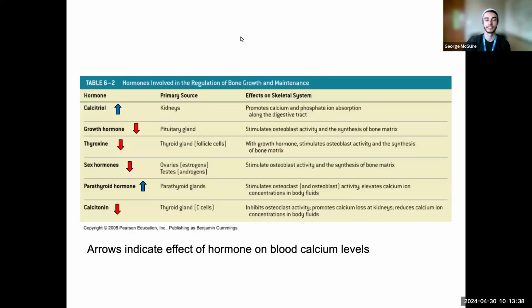So this is mostly a reference slide for you. The arrows that I have added to this table from the text are showing the impact of that hormone on blood calcium levels. So everything with a blue arrow pointing up would increase the amount of calcium in our blood, which means they're either taking that calcium from our blood or from our bone, or helping with getting it from our food, right, through our digestion and absorption. And then everything with a red arrow is going to decrease blood calcium levels. So either depositing calcium into our bone or increasing how much of it we are excreting from our blood, like from our kidneys.